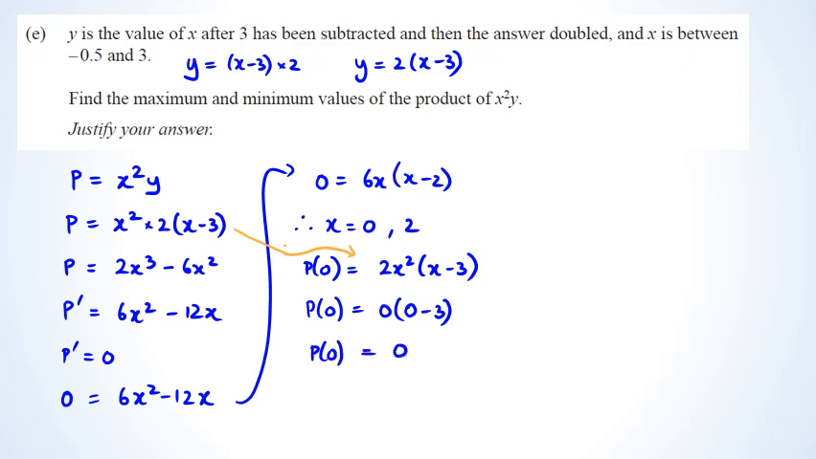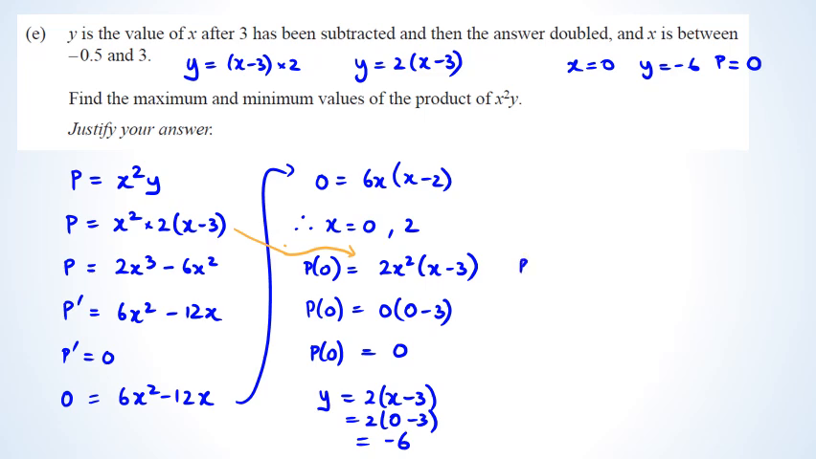Okay, but what about the y value? The y value is going to be 2 times x minus 3, which is 2 times 0 minus 3, and that gives me a value of negative 6. So I want you guys to think about it like this. When x is equal to 0, y equals negative 6, and p is equal to 0. So that's the first thing.